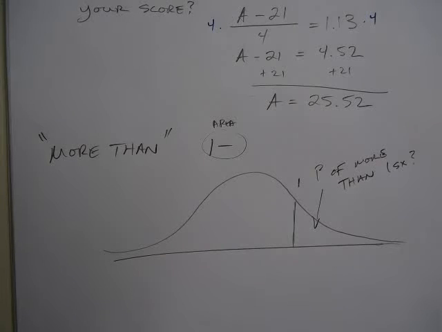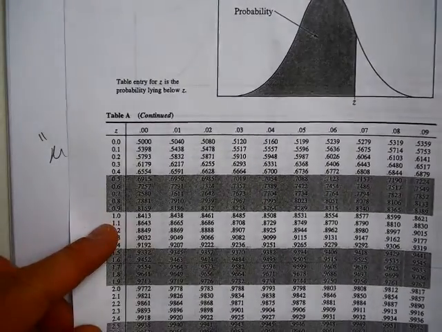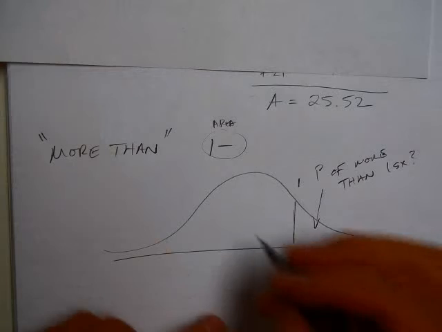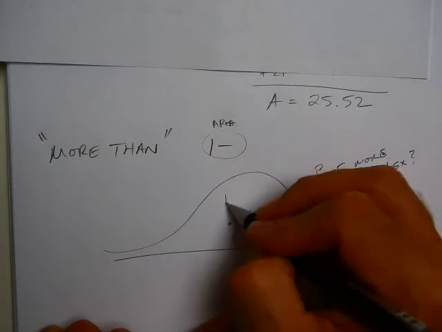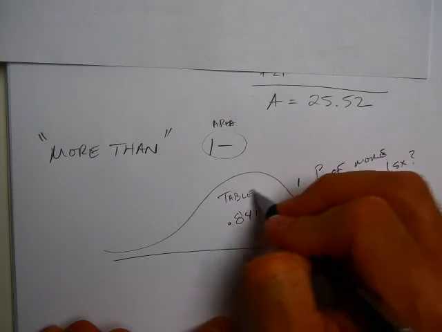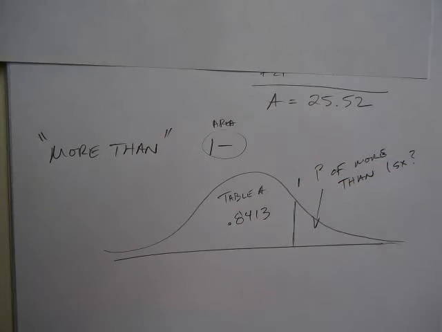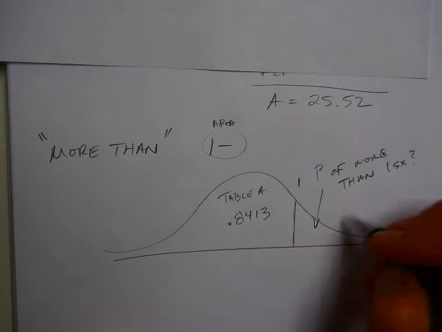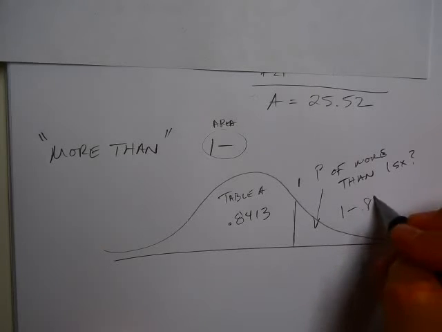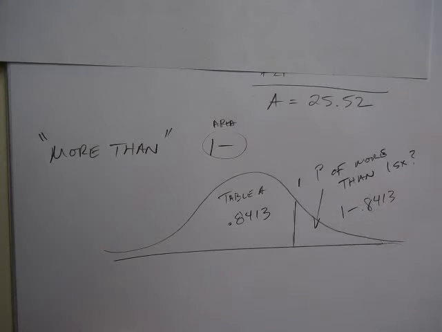Well, if you look at your table A and you go to 1, you'll find that 0.8413 falls below. This is the table A value. Okay, so 84% of the people scored below one standard deviation. How do we get the more than value? It's going to be 1 minus the 0.8413. It's 1 minus the less than value.